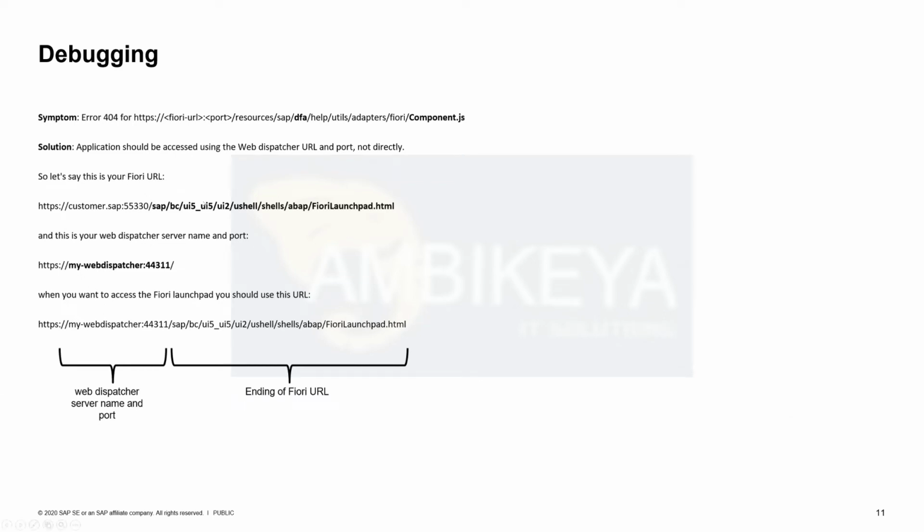That's what it means. So as an example, to make it more clear, let's say this is the normal URL they have to open their Fiori application, their Fiori Launchpad. And this is the URL that they use to open their web dispatcher, so the server name and the port. In this case, when we have web dispatcher in place, we do not use this URL. Instead, we take the server name and port of web dispatcher here, and then we just add whatever comes after the port number here. So whatever comes for the Fiori URL, we just add it at the end. And that basically makes sure that we access the Fiori Launchpad through web dispatcher.